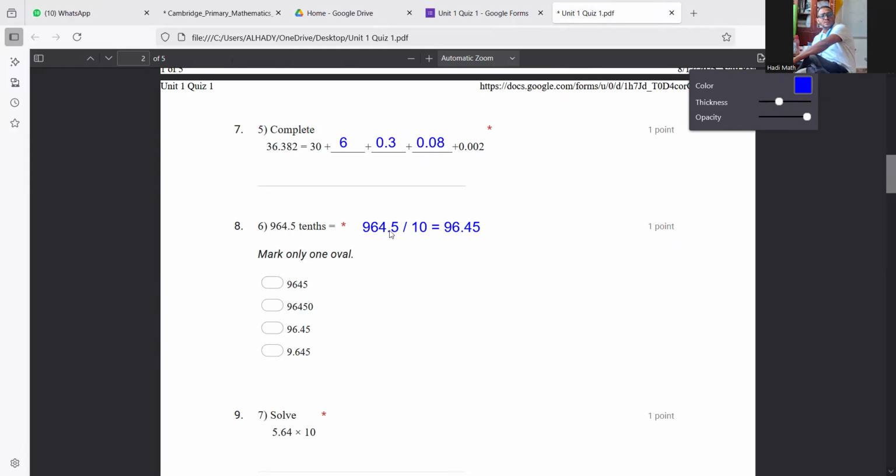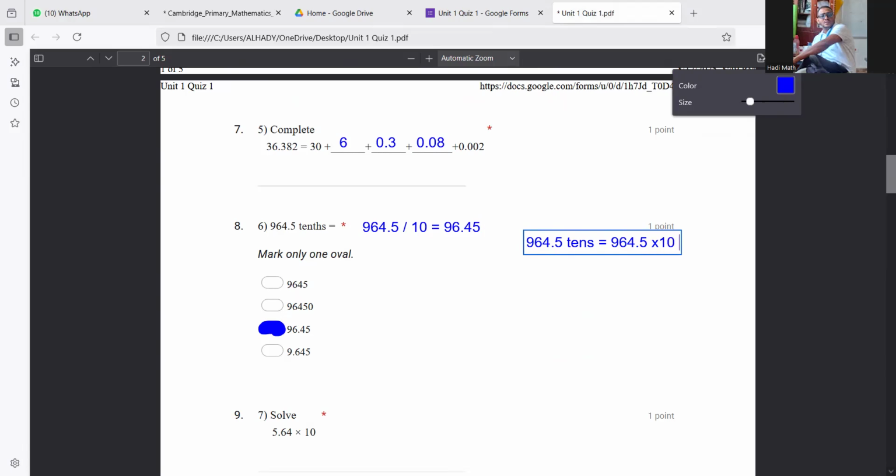I'm quite sure you need to understand this one. This is the correct answer, 96.45. Because they say tenths. If it was tenths, if I said the same number, 964.5, and I say tenths, this means it is equal to 964.5 multiplied by 10, and that equals, decimal point goes one place to the right. It's going to be 9645, and that's it.